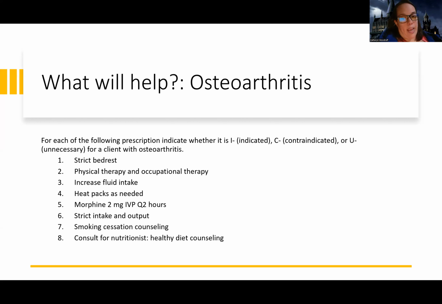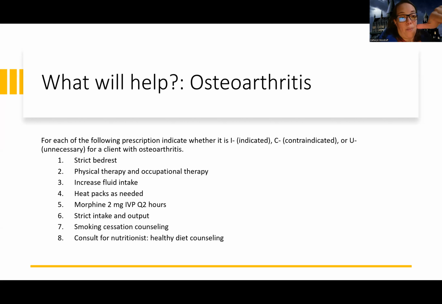Increase fluid intake. So if they have more fluid, would it help their arthritis? Well, is this a fluid issue? There's no dehydration here. There's no issue with them building up some sort of particles where they need to dilute it. So to me, this is just going to be in the middle, unnecessary. Oh, you can't see my thumb, but it's in the center. Unnecessary. So we have contraindicated, indicated, and unnecessary so far.